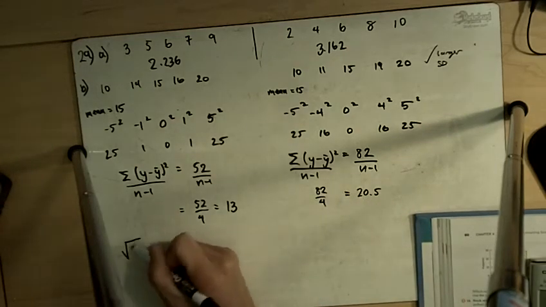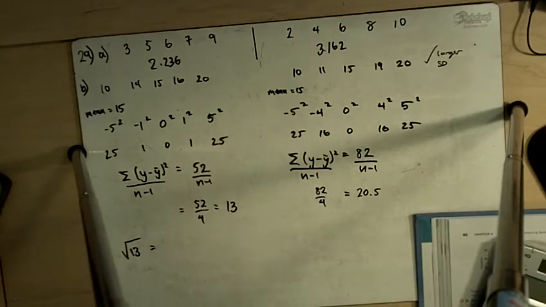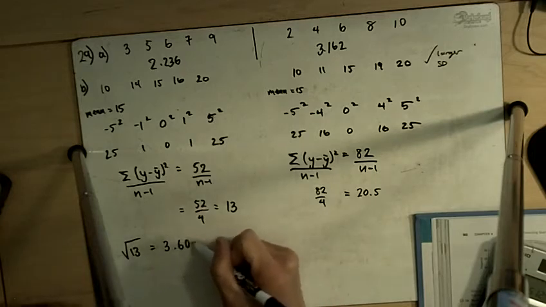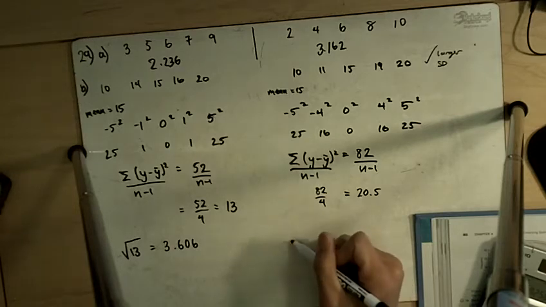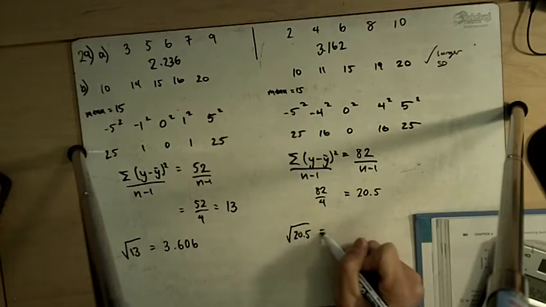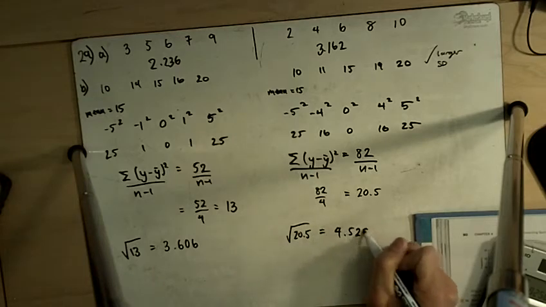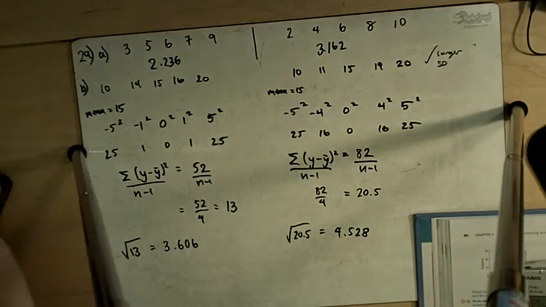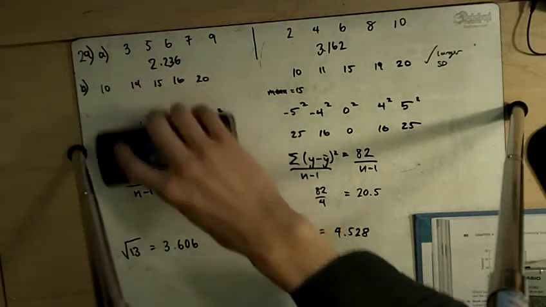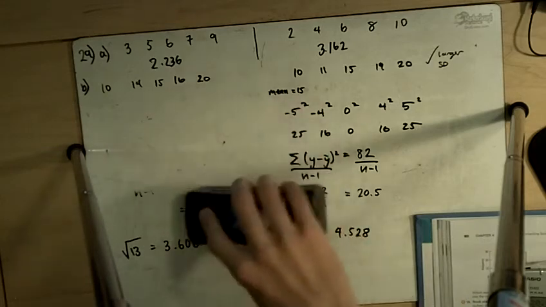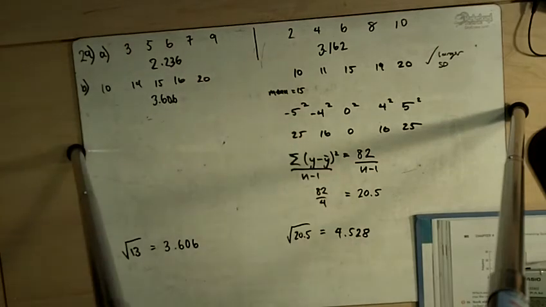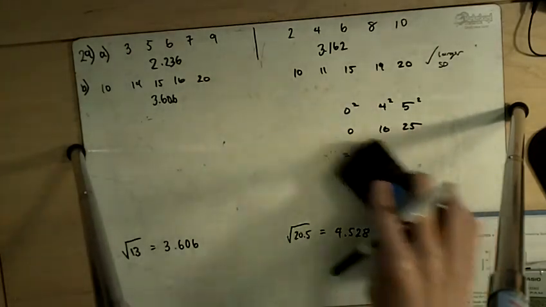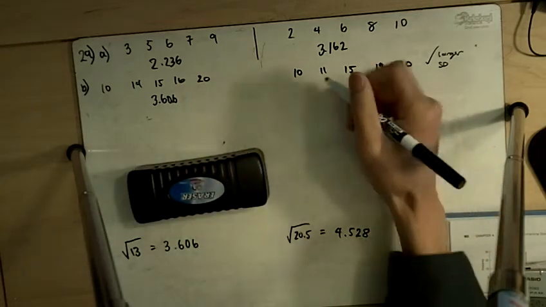And then the last step, we take the square root, and get the square root of 13 is equal to 3.606. We have the square root of 20.5. We get 4.528. Okay, so the standard deviation of the first set for part B is 3.606. And the standard deviation for the second set in part B is 4.528.